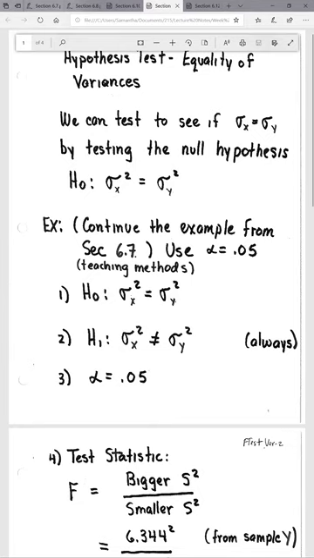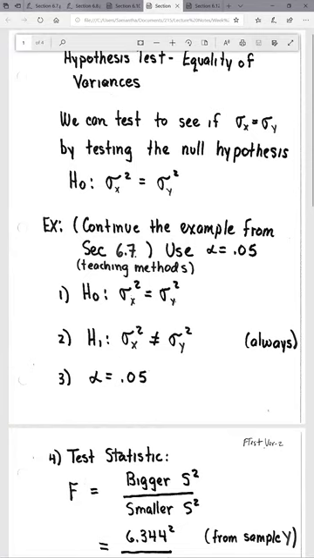Welcome, class, to the lecture video on section 6.11, Hypothesis Test, Equality of Variances. So we can test to see if our sigma x equals sigma y by testing the null hypothesis of H naught, where our variance of x equals our variance of y.